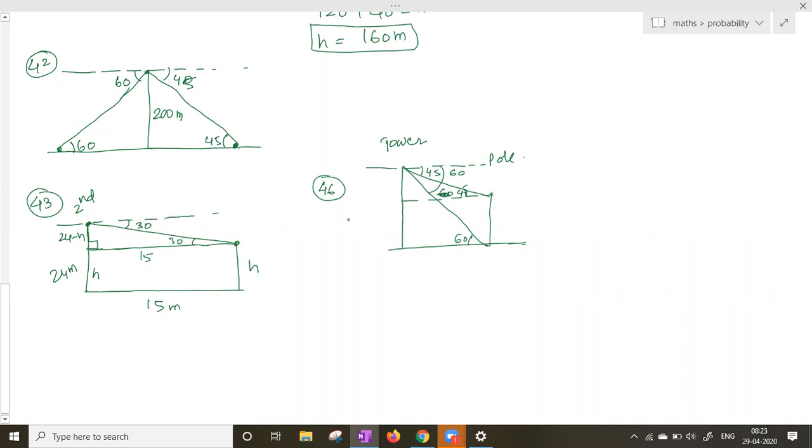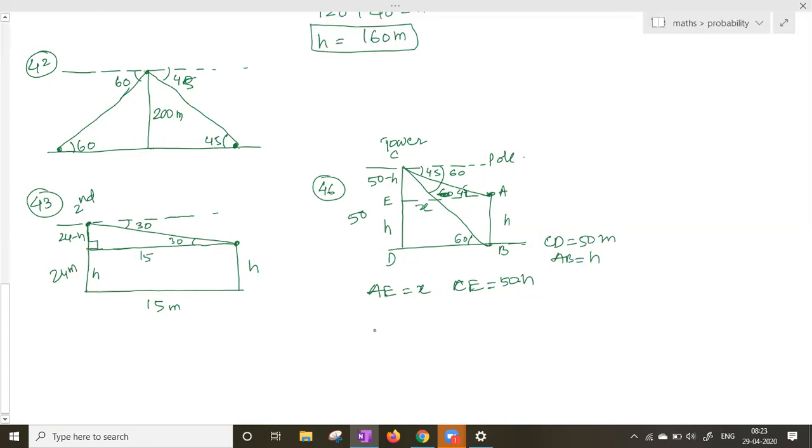This is the 50-meter high tower. The full height of the tower is 50 meter. Height of the pole is h, to be found out. A, B, C, D. AB is h, so DE will be h. So CE will be 50 minus h. AE consider as x. CD is given as 50 meter. AB we have considered as h meters.